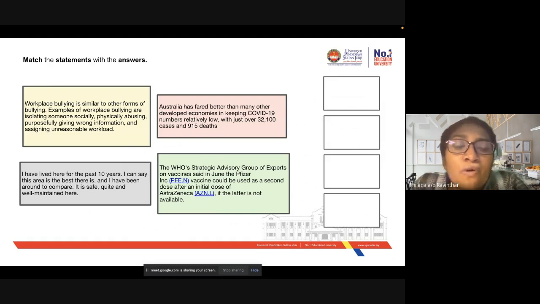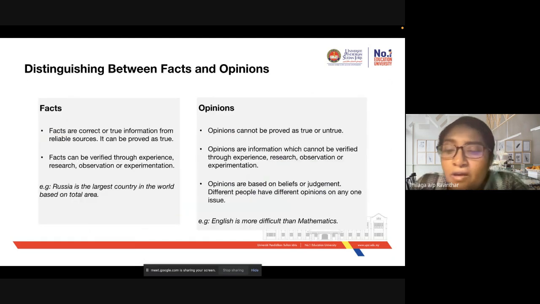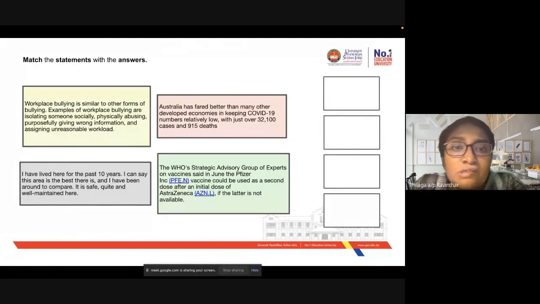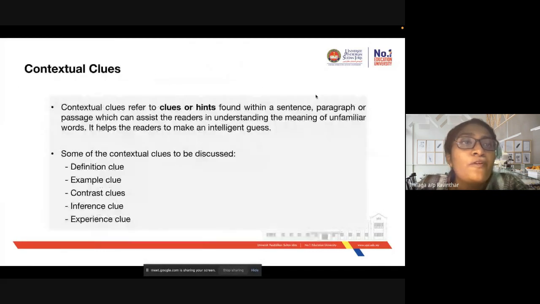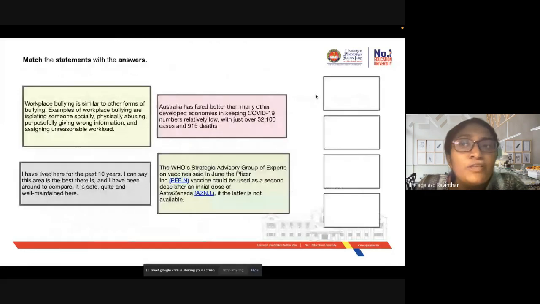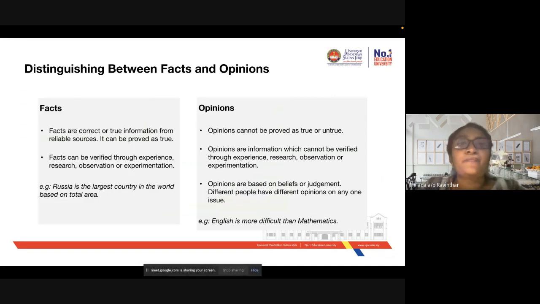Wait. Something is wrong with this one that I prepared. Okay, ignore this. I'm not sure why I put it in here. I'm so sorry. I think I forgot to include the second part. That is why it's stagnant there. Sorry about that. Ignore that.